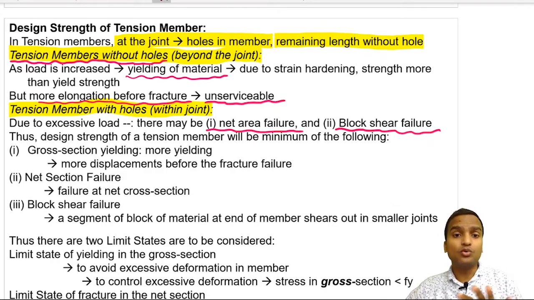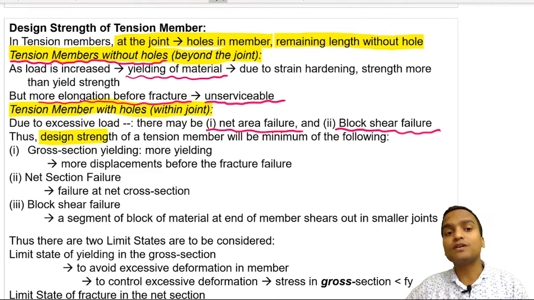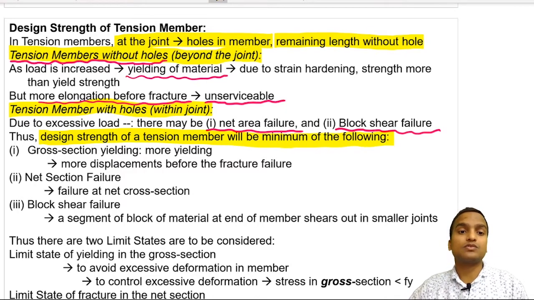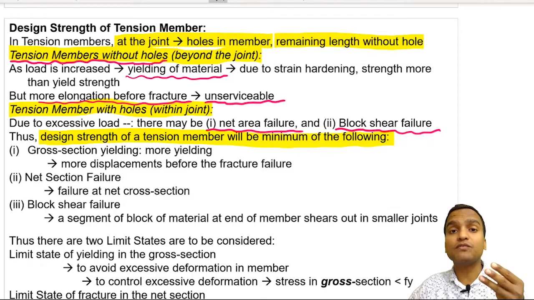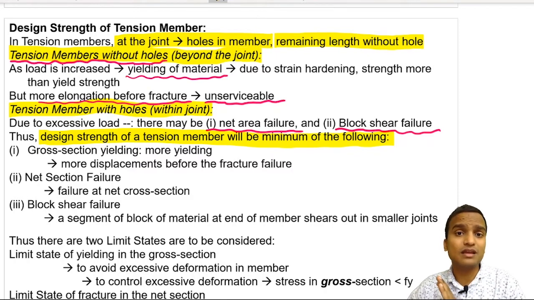So if we conclude all these failures, the design strength of a tension member will be the minimum of the following. There are three kinds of failures that happen in a tension member, and these failures decide the three strength values for the design strength of tension members. We choose the minimum value out of these three values of strength, and that minimum value decides the design strength of tension members.